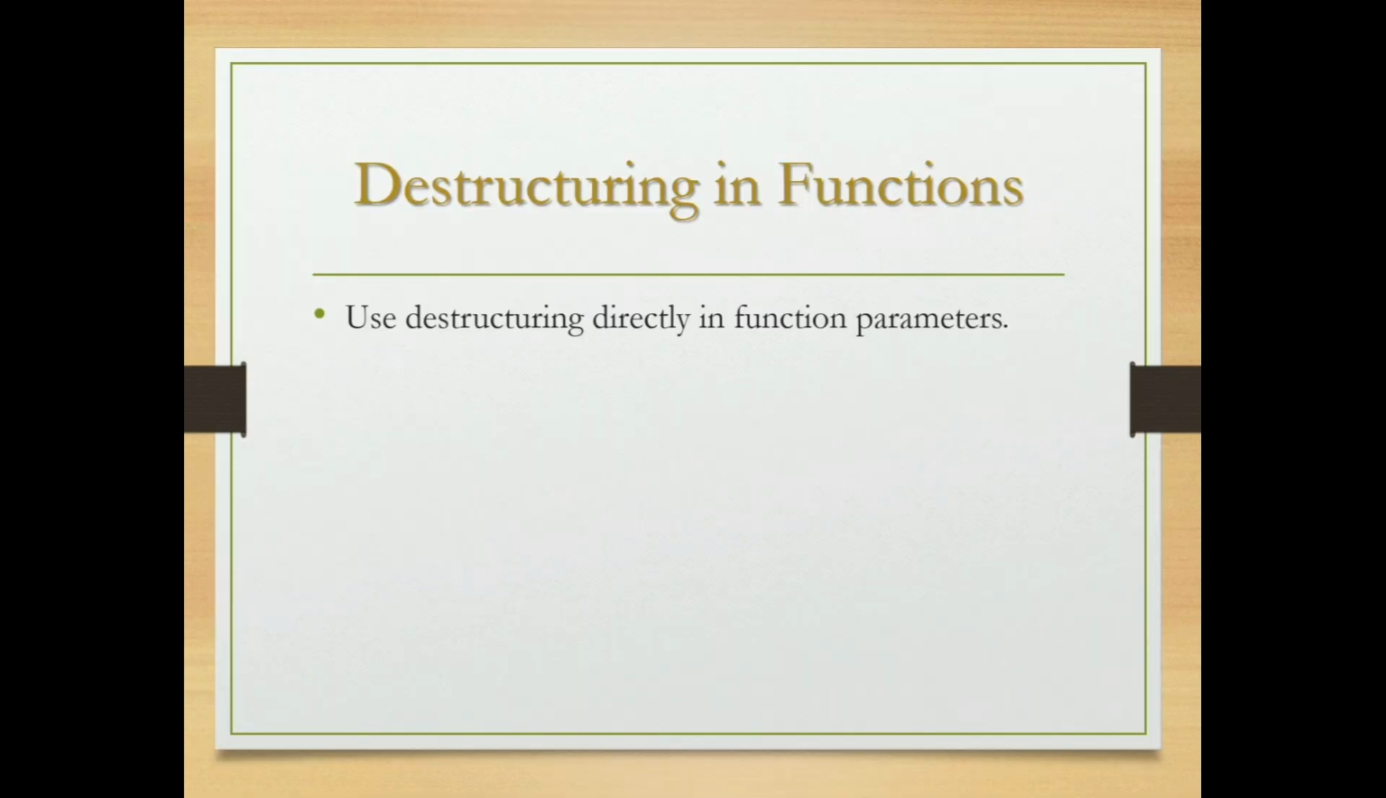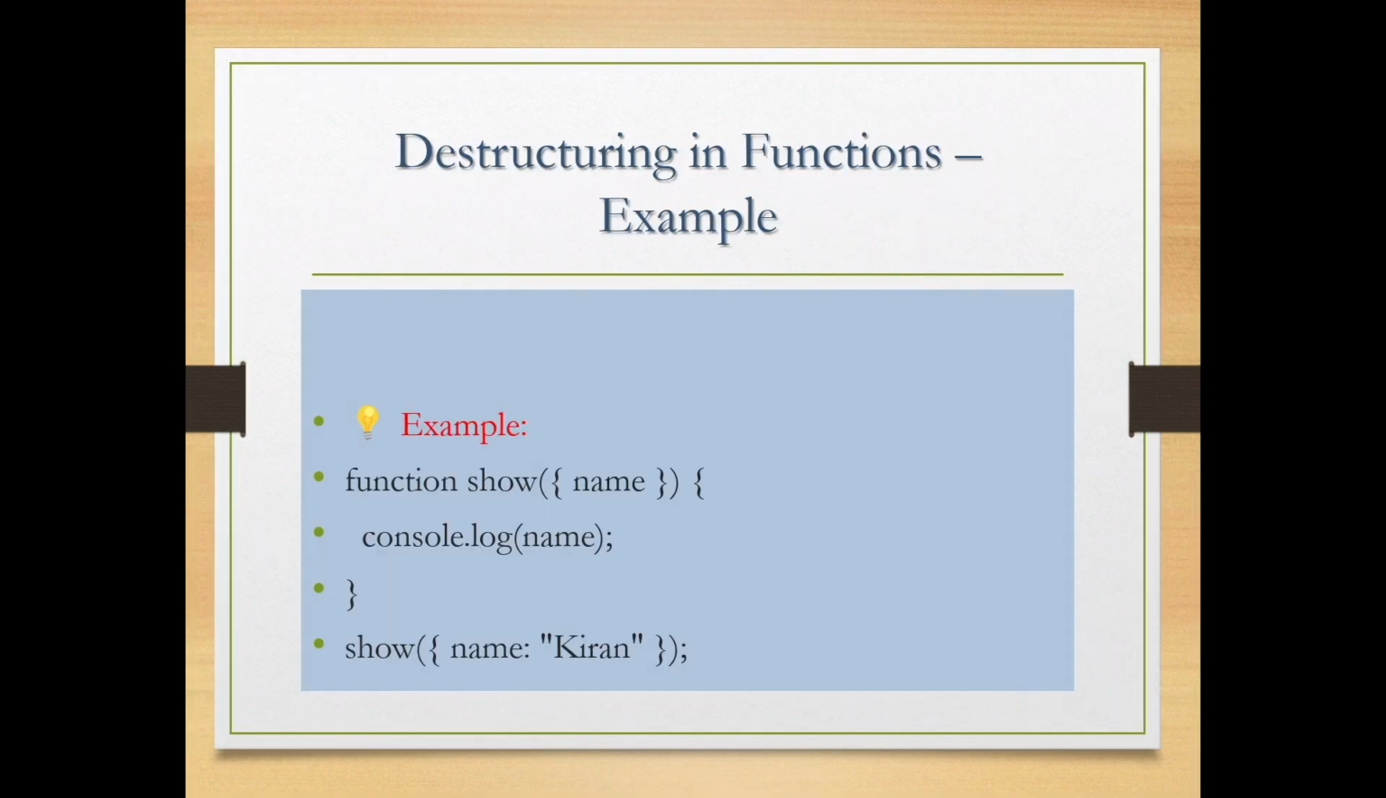Next, destructuring in functions. Use destructuring directly in function parameters. Next, we will see a simple example, then you can understand how to use destructuring in a function. Here I am taking one simple example. Inside the function I am using destructuring directly, taking name. Next I am printing name using console.log of name. After completing the function, I am calling it with name as Kiran using the function name. Next we will see its execution.